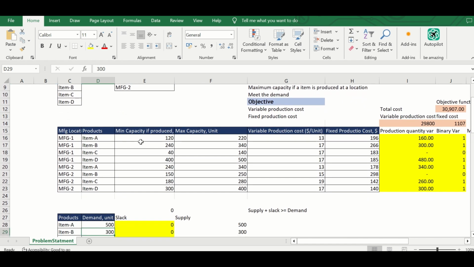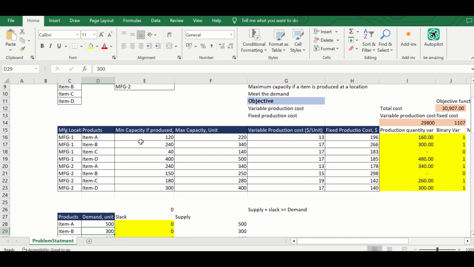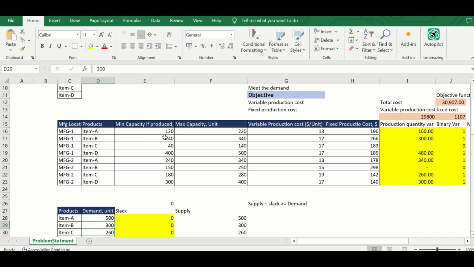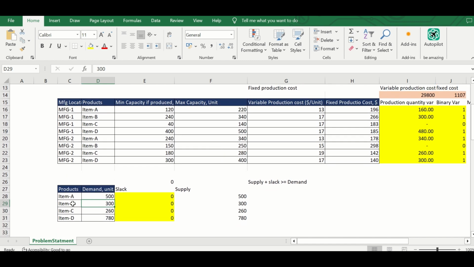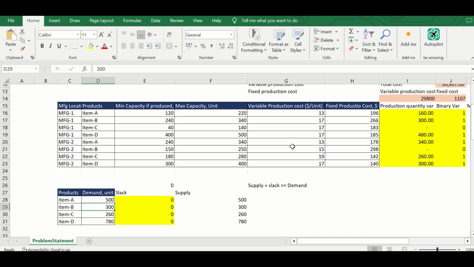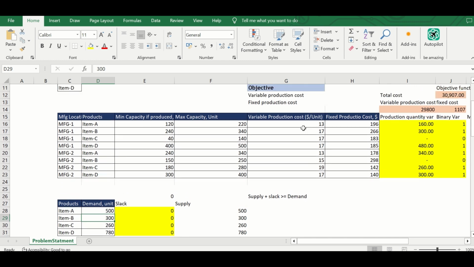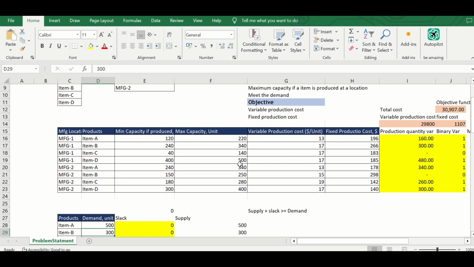The data provided to us in this problem was the minimum capacity, which is a conditional constraint, which means the minimum capacity should be applied if and only if the model is selected to produce that item at that manufacturing location. We also have the maximum capacity and then the demand for each of the products. In terms of the objective function, we have the variable production cost and fixed production cost. So let's get started on the formulation.